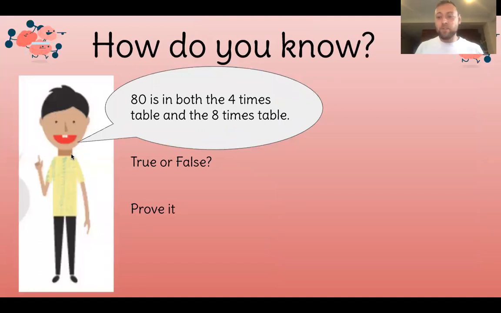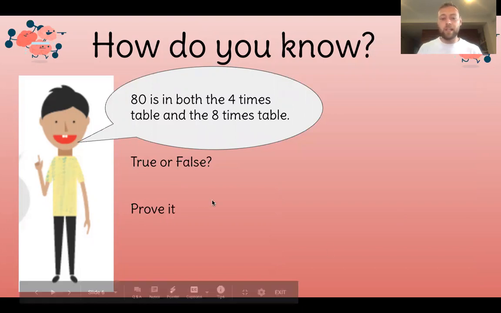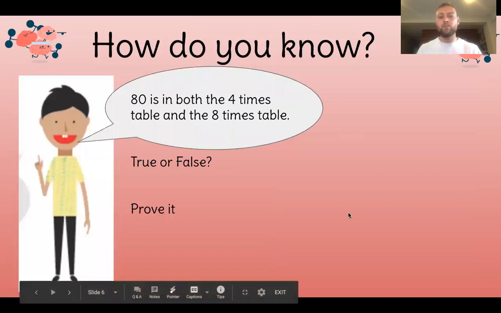Rabbit Tooth, is that me calling him Rabbit Tooth? Well, he says 80 is in both the 4 times table and the 8 times table. Is that true or false? And can you prove it? Okay, so have a think about that. Maybe you can use the 100 square or a multiplication square. Okay, multiplication squares are really good in order to help you with this. But I want to know, can you prove this? How do you know it's true or false?